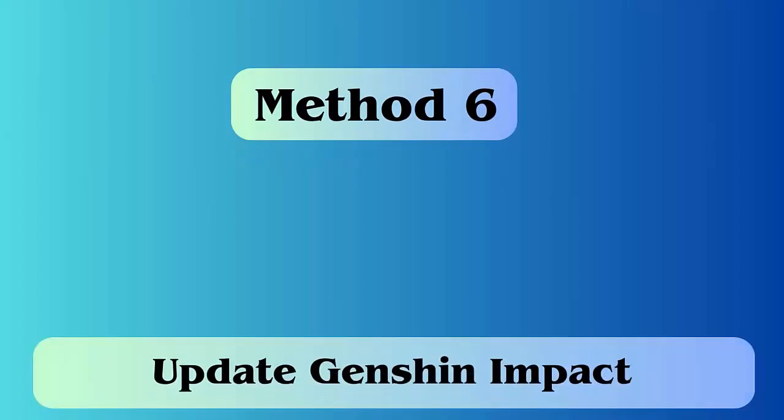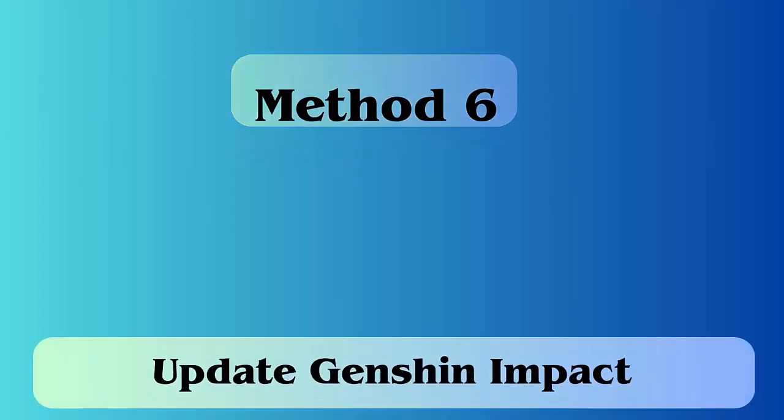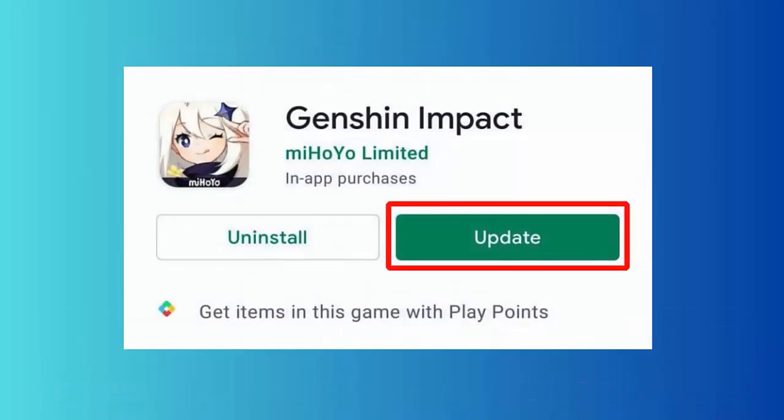Method 6. Update Genshin Impact. Follow the steps. First, open the Google Play Store on your phone. Now, click on the menu icon, Manage Apps and Device option. Then, look for the Updates Available tab. Here, search for Genshin Impact and click on Update.